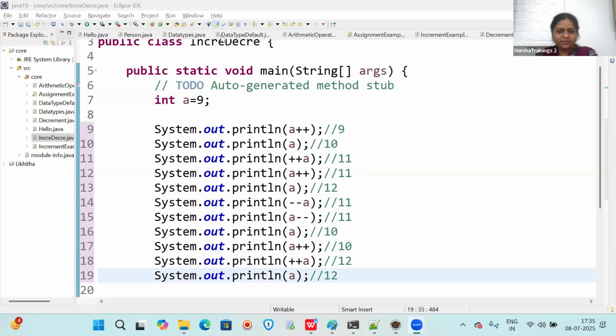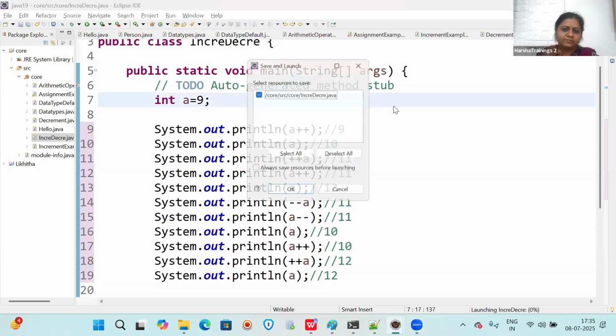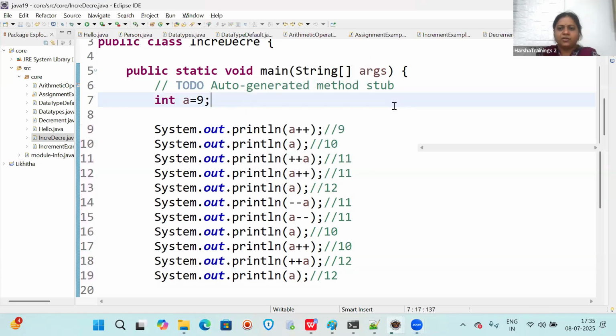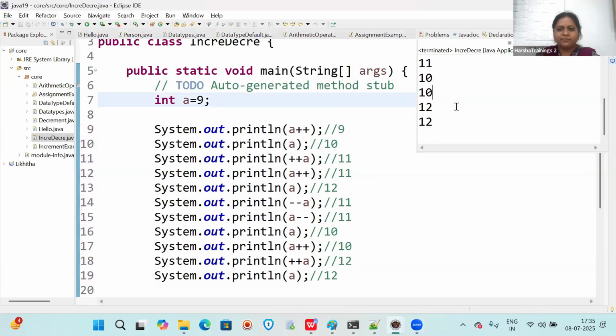All of you just check. Some of you have given almost all correct. So let us check whether this is the correct answer or not. Let us see what our answer is: 9, 10, 11, 11, and then 12, 11. And again we are getting 11, 10, 10, and then what? 12, 12. Got it? Correct. So this answer is correct, whatever we did. Anyone can cross check.